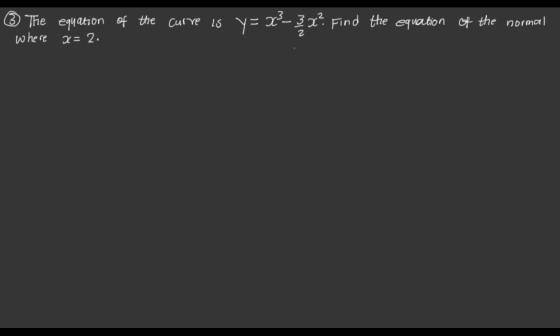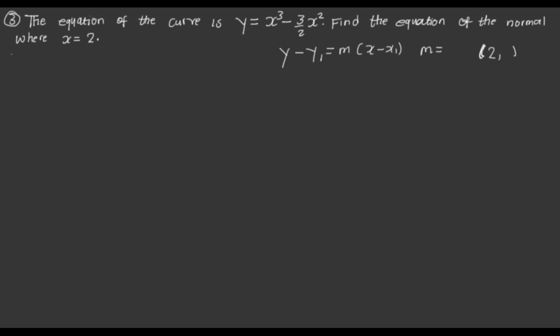Okay, so the formula for the equation of the normal is y minus y1 equals gradient times x minus x1. So we need, number one, the gradient of the normal. Then also we need the coordinates for the point of contact. Now for the coordinates of the point of contact, the x coordinate is given, so there is a need of finding the y coordinate. So we begin by finding the y coordinate.